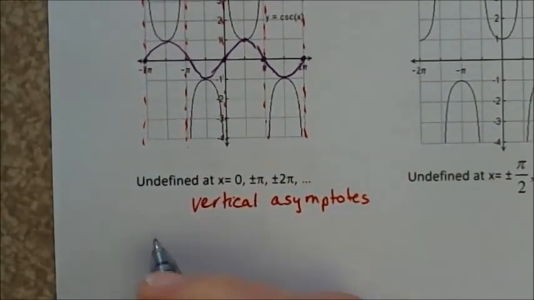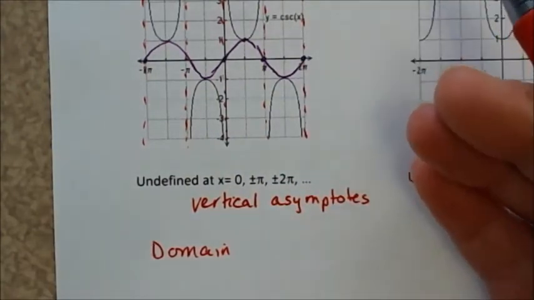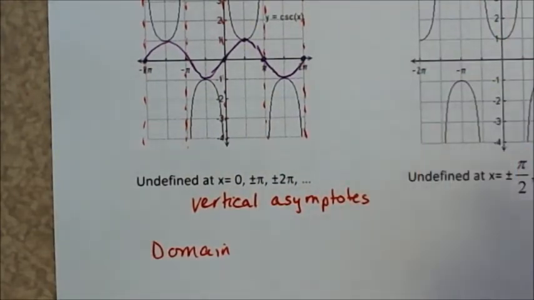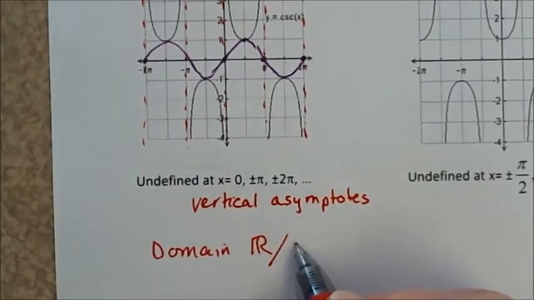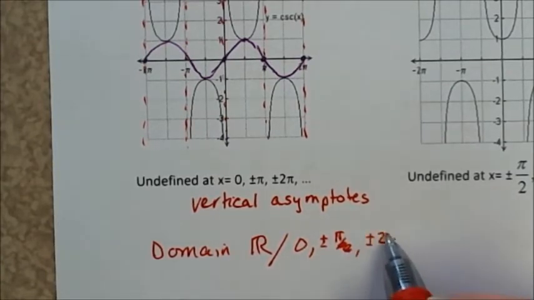What's the range and domain? Our domain for what's graphed is all real numbers except for our vertical asymptotes. All real numbers, backslash would be except x values that are equal to 0, plus or minus pi, or sorry, plus or minus pi, plus or minus 2 pi, and so on.